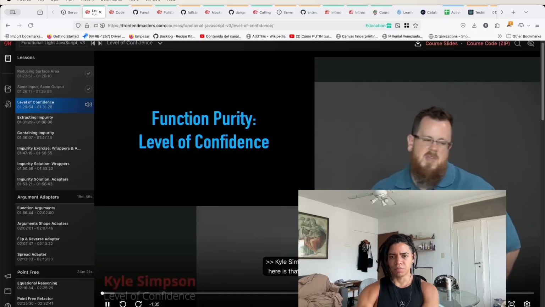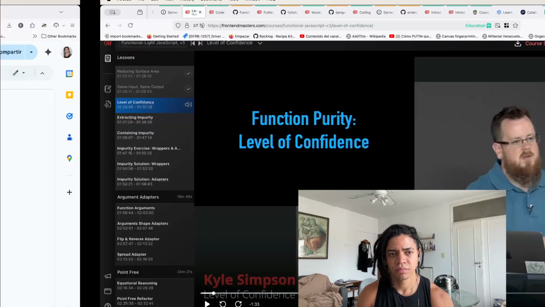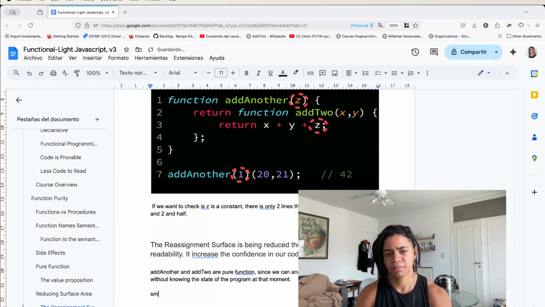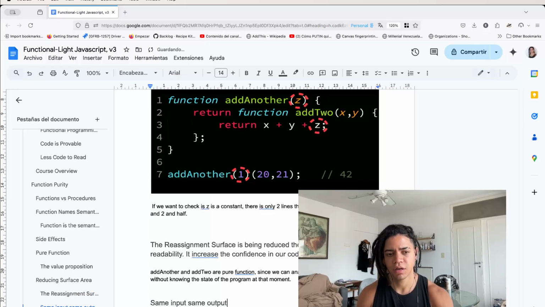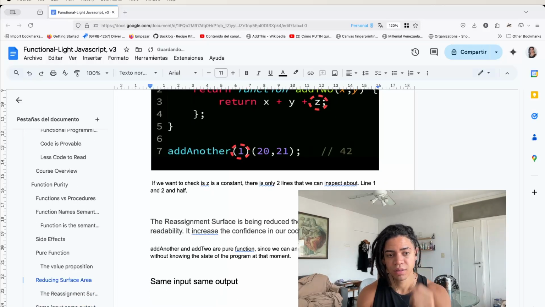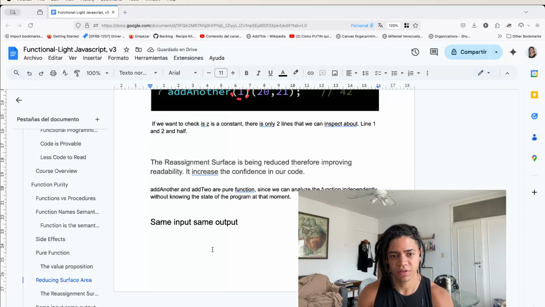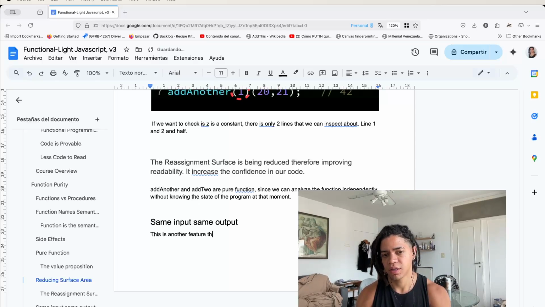Same input, same output. What I'm getting at here is that function purity, same input and same output. Again, this is another property of this. Same input, same output. This is another feature that we must implement in our function definition and our code.